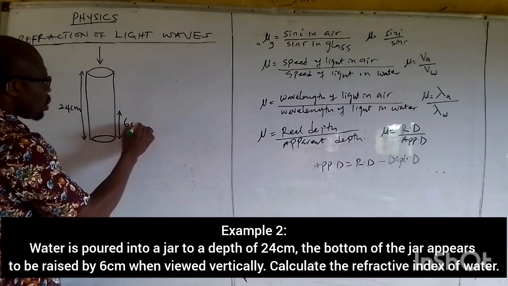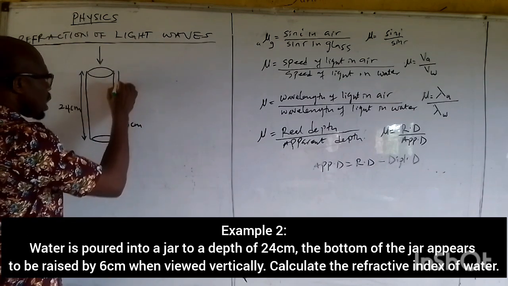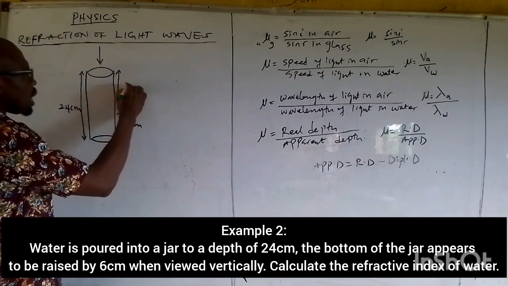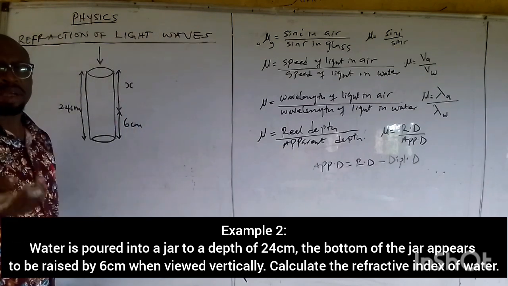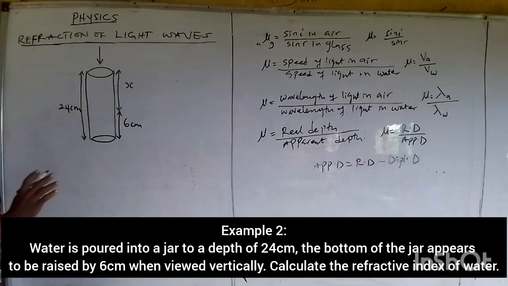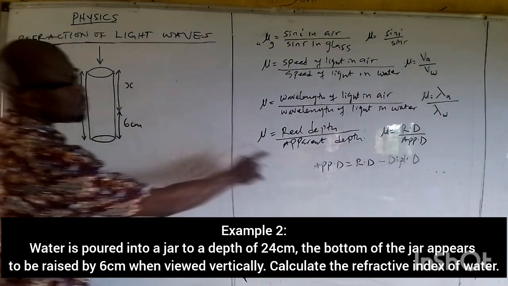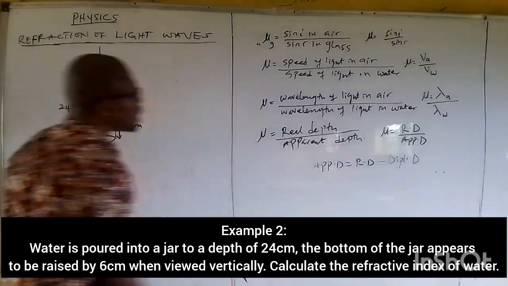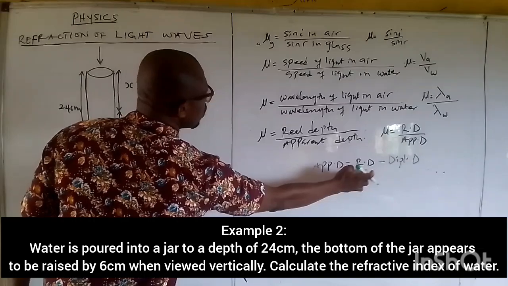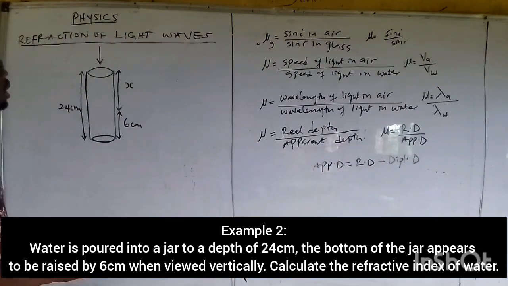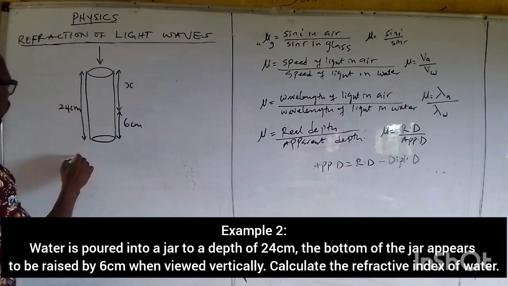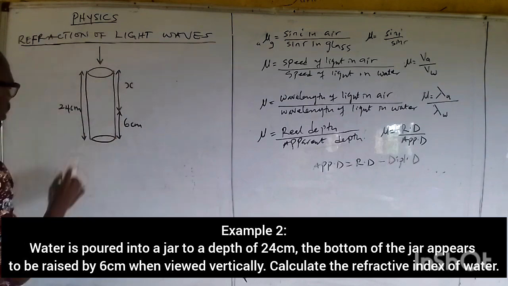Remember, it appeared to be raised by 6 here. This one is still part of this. This side, which is the displaced depth, is not there. Now, how do you find the displaced depth or the lateral displacement? Of course, from our formula here, we said that apparent depth is equal to real depth minus the displaced depth.